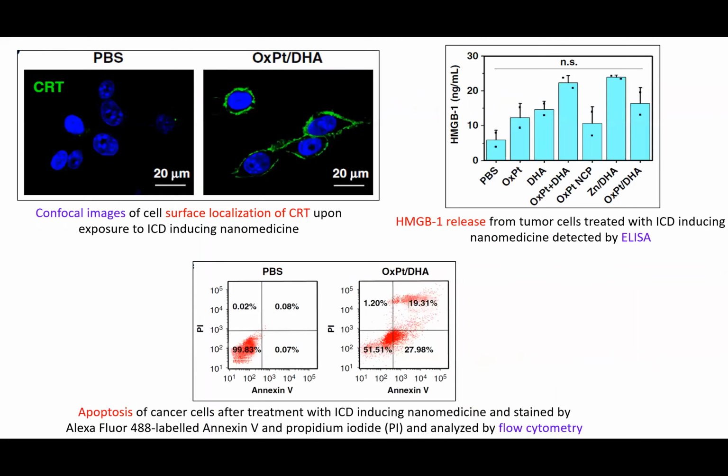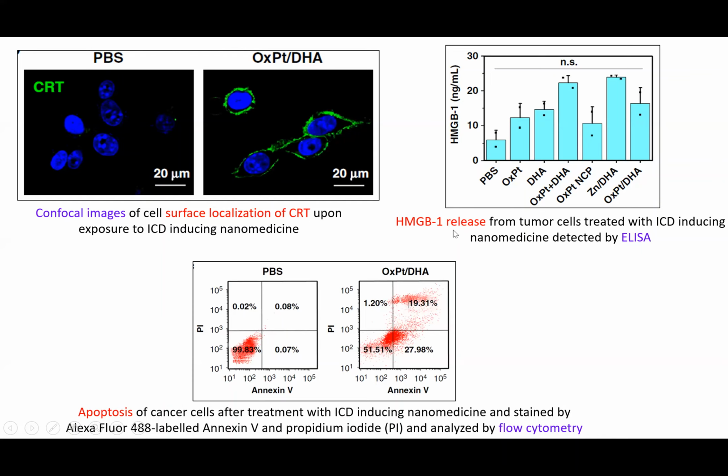So, for example, in this research study using oxaliplatin and dihydroartemisinin nanoparticles to induce immunogenic cell death, the authors here analyzed the surface localization or exposure of calreticulin using confocal microscopy. It can also be analyzed using flow cytometry. So we can notice increased expression of calreticulin on the surface of cancer cells after treatment with immunogenic cell death inducer compared to non-treated cancer cells.